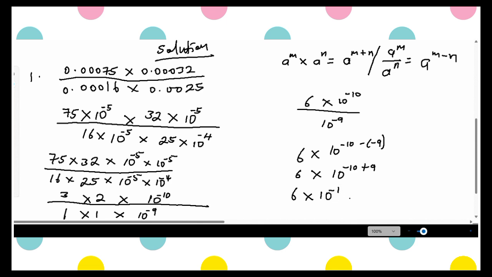And this is in a simplified form. We cannot simplify further. The question says we should leave our answer in standard form. And looking at it, 6 times 10 raised to the power minus 1 is already in standard form. Hence we're done with the first one. So let us look at the next question.